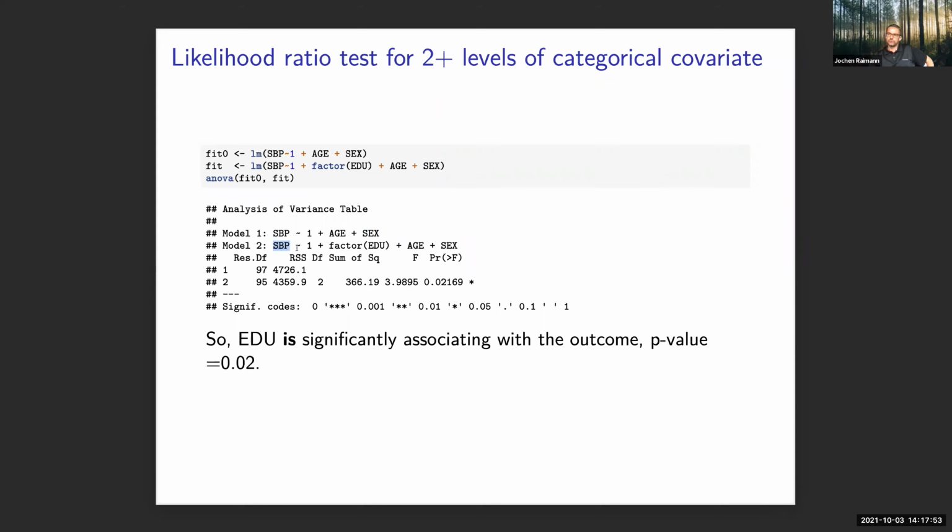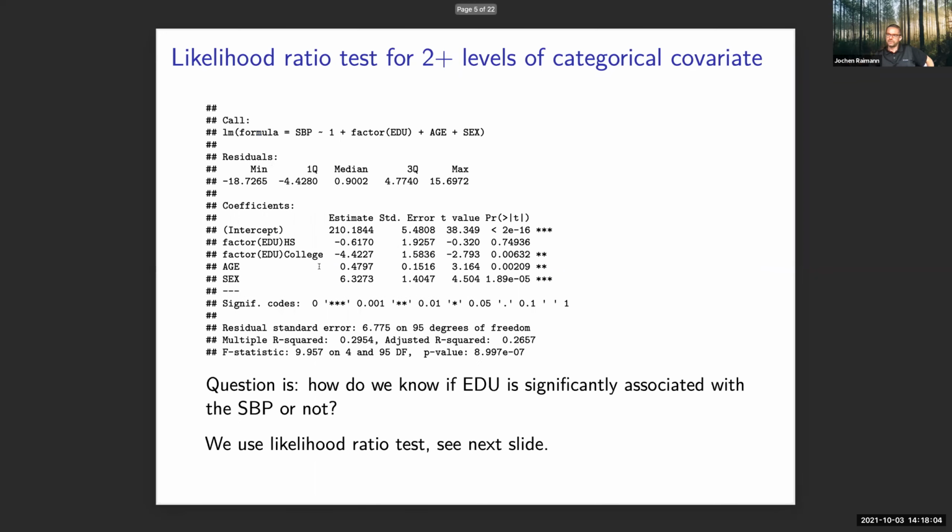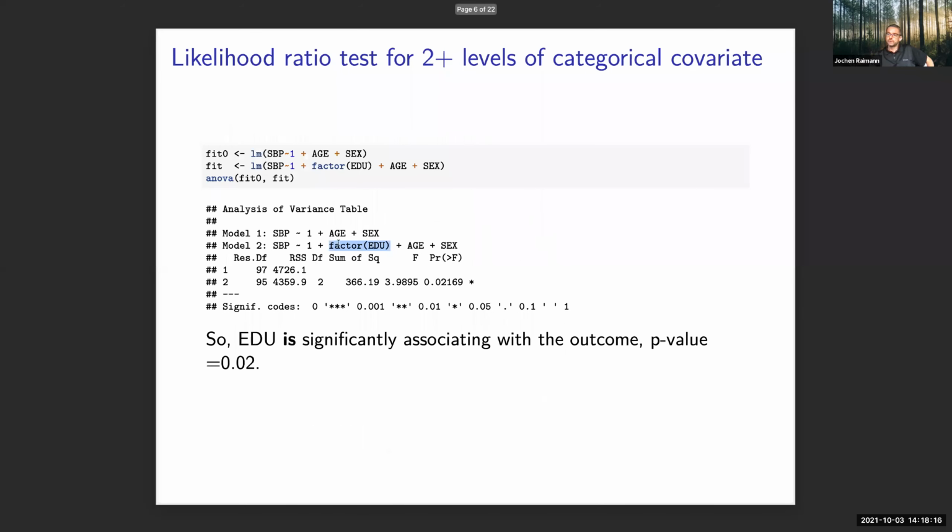But now in model 2, we're using the same model. We're again including the covariates age and sex. But in addition to that, we're including EDU as a factor, where we have defined that not having completed high school was the reference category, because only those that are not the reference category are actually listed in the output. So by including this factor, we're getting residual degrees of freedom.